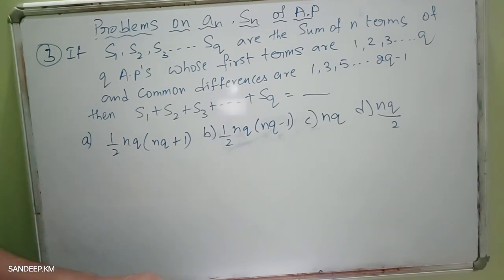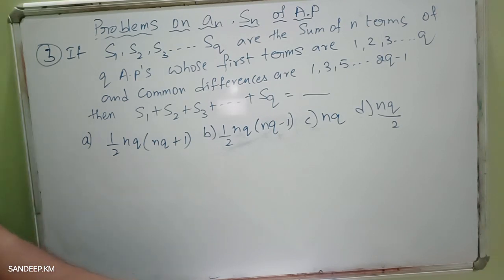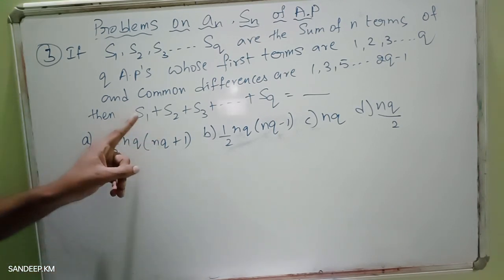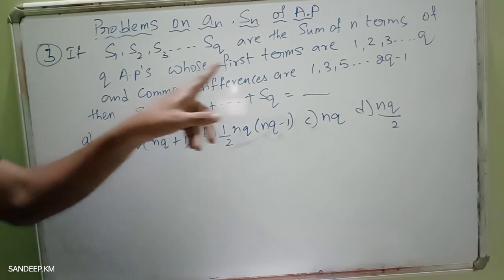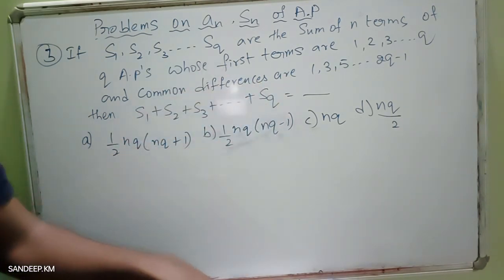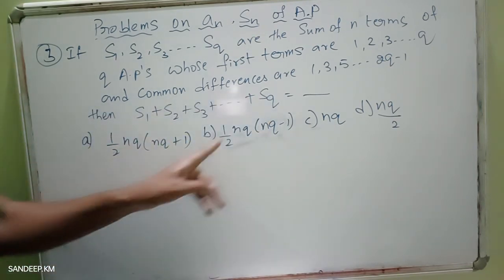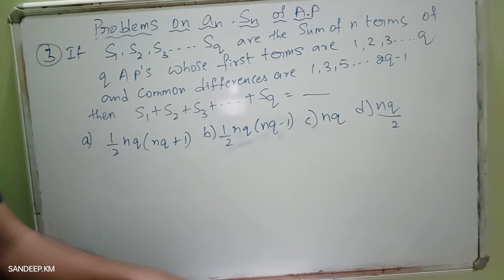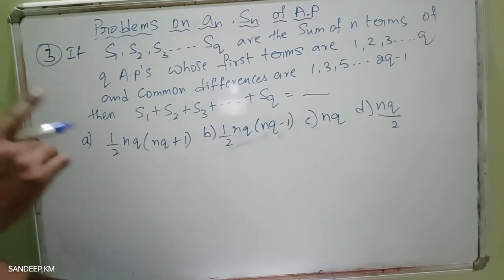In that case, what is S1 plus S2 plus S3 and so on Sq? So which means what they have done here? They have added the sum of n terms of the first AP, sum of n terms of the second AP, sum of n terms of the third AP and so on, sum of n terms of the last AP. They have taken the sum of the sums of n terms. And they are asking which option is correct. Okay, now let us see the solution. To write the solution, I will erase the question. I hope you have noted it down.